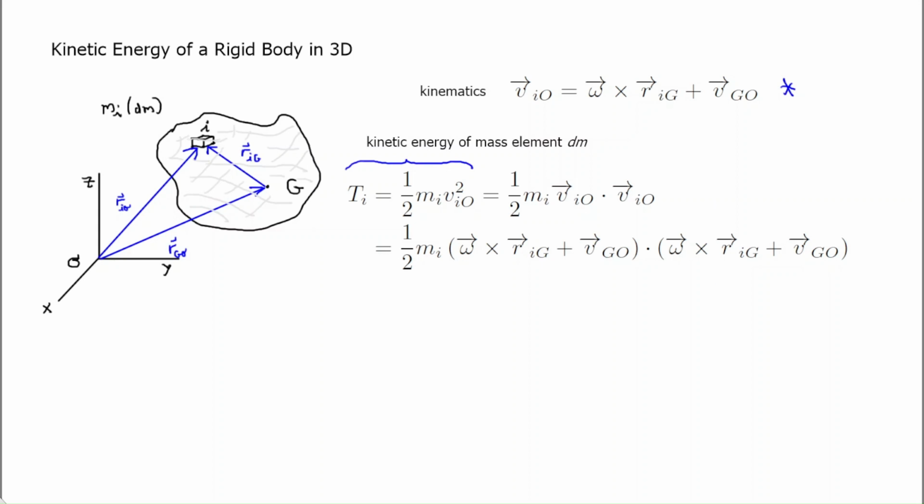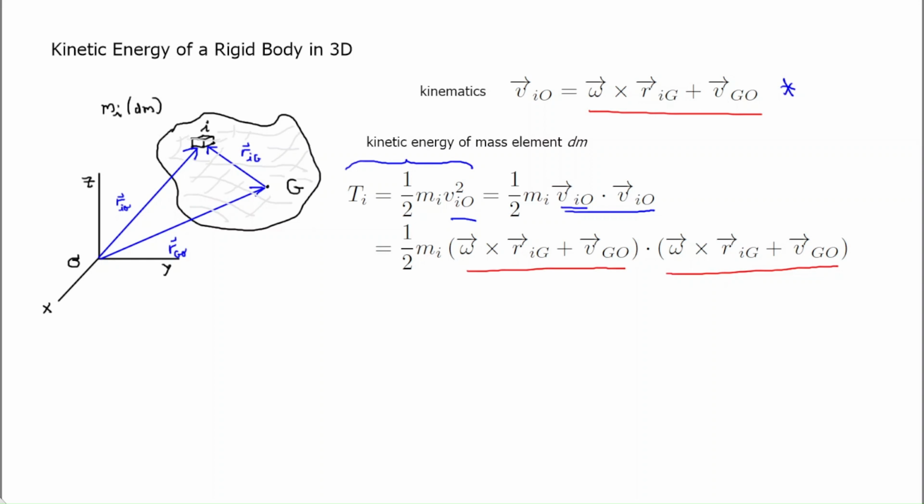Now, to get the derivation going, we want to think of v sub I o squared as the dot product of the vector v sub I o with itself. So we're going to replace that square with the dot product, and then each of the individual vectors in the dot product we're going to replace with the kinematics here. To start with, that makes things look a bit more complicated, but of course the goal is to arrive at some hopefully straightforward formula for the entire rigid body.